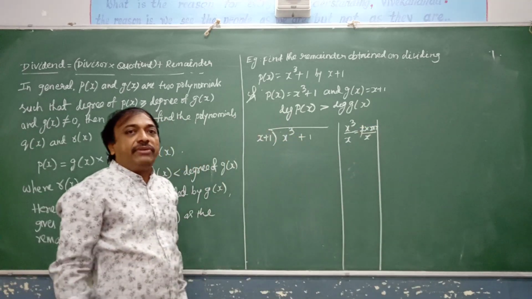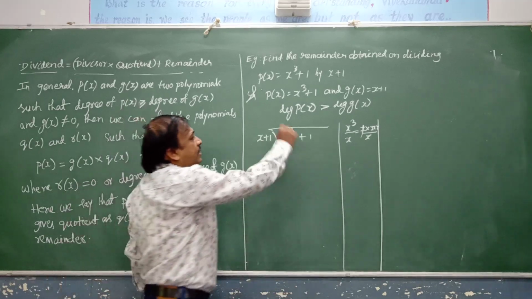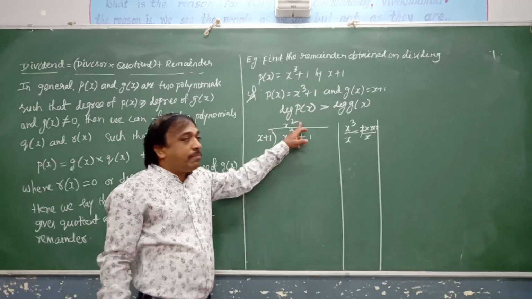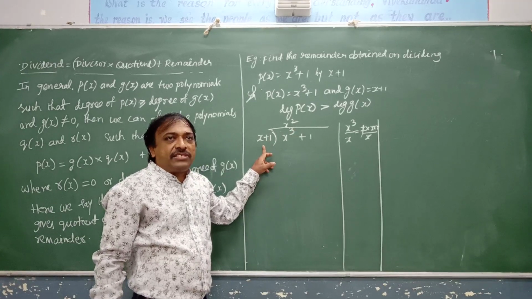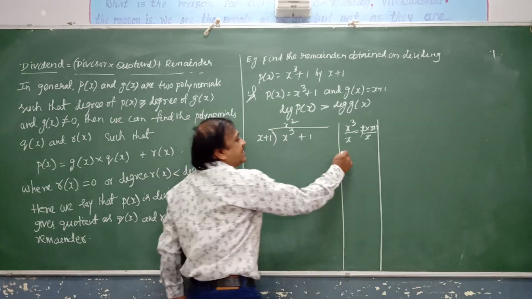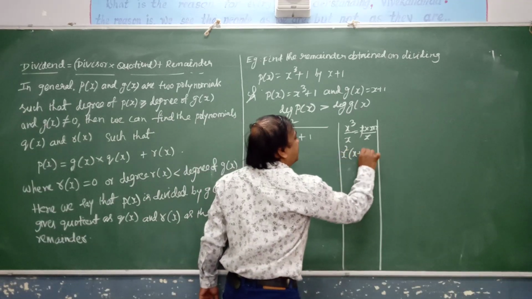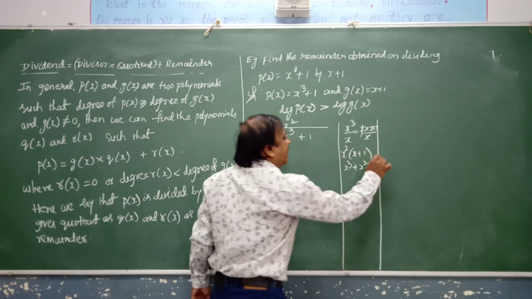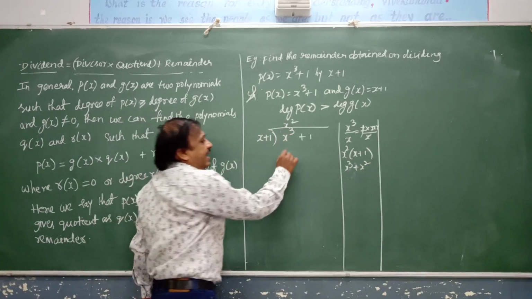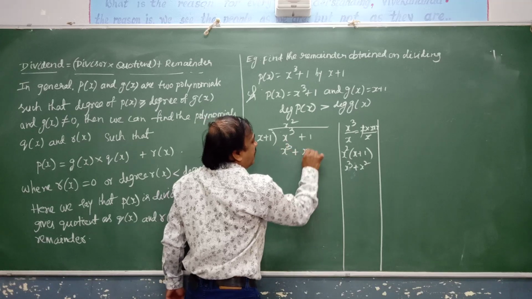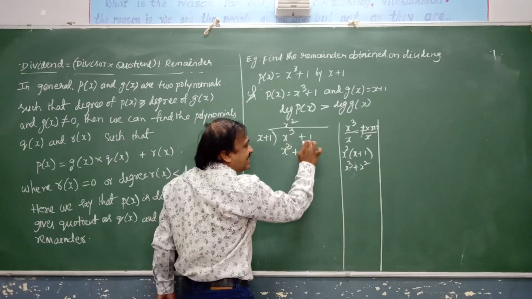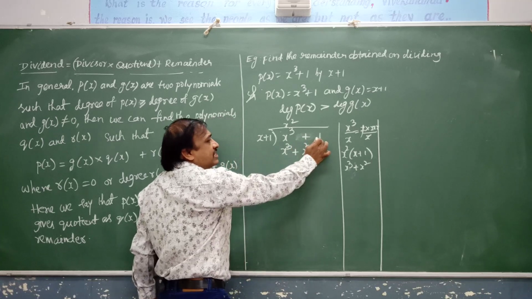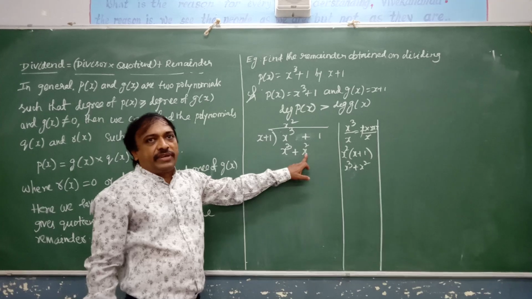The x gets cancelled, and you will have x squared. With x squared you are multiplying x plus 1. So x squared into x plus 1 is x cube plus x squared. See, you are not writing this term under that term. Are you following? This term is different and that term is different.